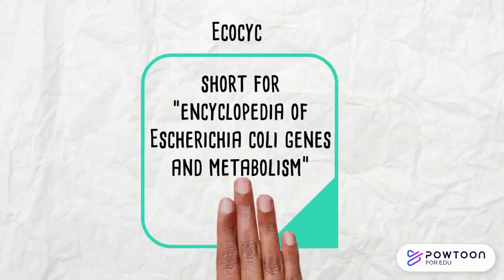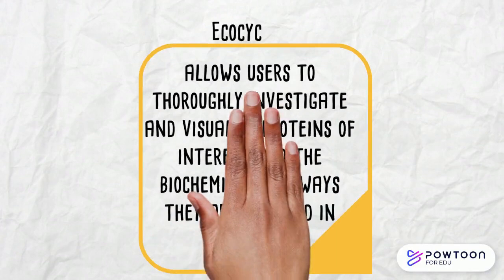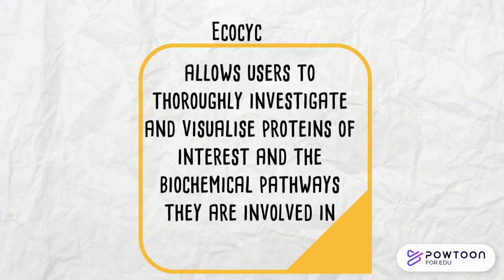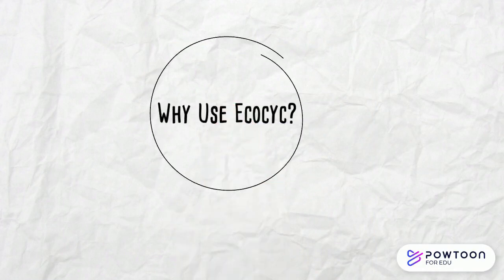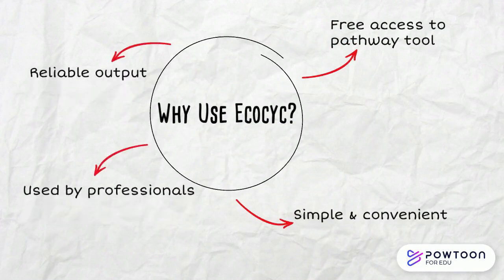For this, we used Ecocyc, a bioinformatic database about the genome and metabolism of E. coli. The software allows users to thoroughly investigate and visualize proteins of interest and the biological pathways that they're involved in. So what's so good about this software? Well, Ecocyc can be freely accessed through their online website, it's very easy and convenient to use, the evidence-based output is reliable, and it's used by professionals in the field.